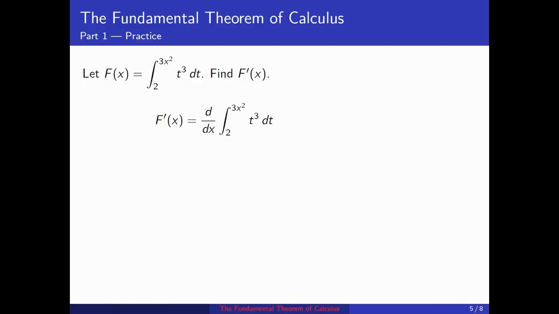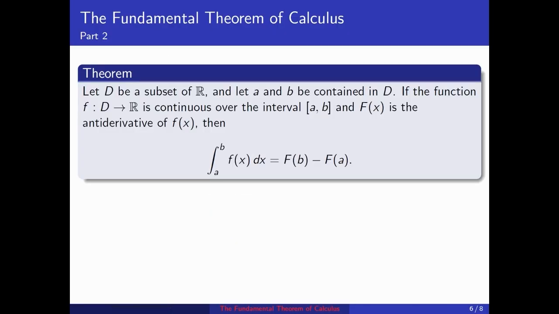If we want to find F prime, then we need to take the derivative of both sides. Since we are taking the derivative of a composite function, we need to apply the chain rule. The derivative of the integral is equal to the integrated function t cubed at the upper bound 3x squared multiplied by the derivative of the upper bound. The derivative of 3x squared is 6x. This simplifies to 162x to the 7th.